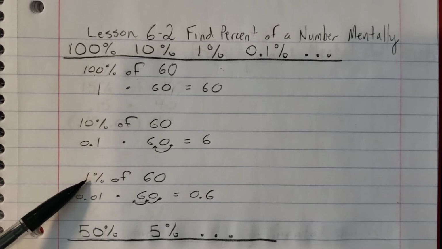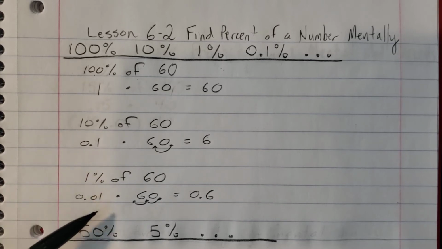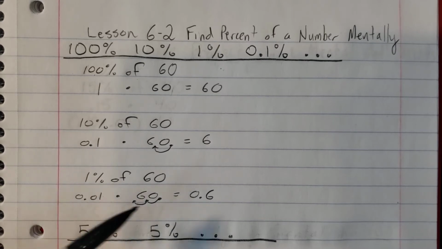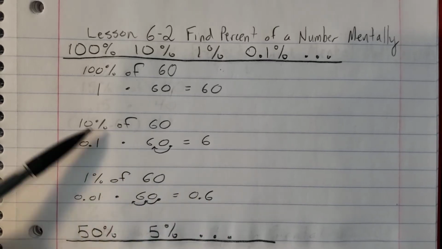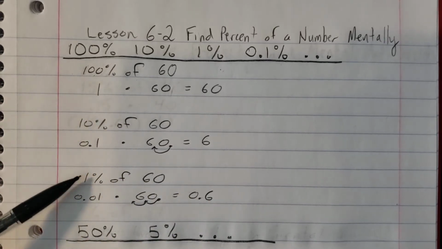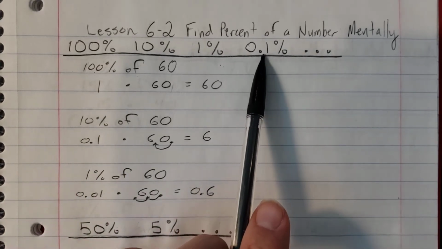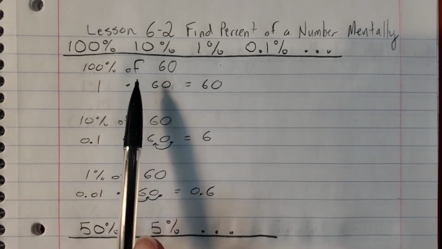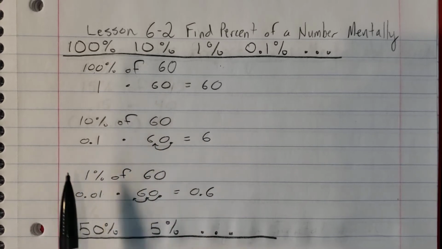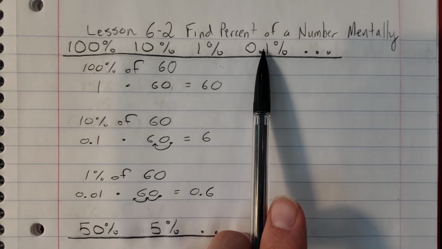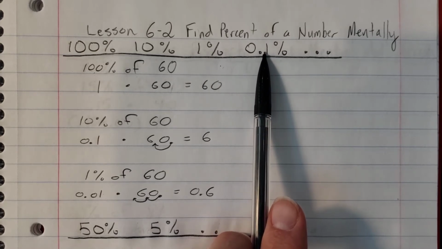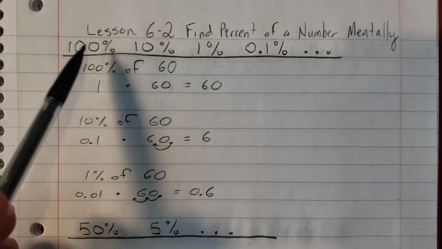Okay, and then 1%, very similar. We're going to multiply 60 by 1, but since there's 2 decimal places, we have to move the answer's decimal place over 2 places, 1, 2, and so we get 0.6. Okay, so those are the 3 main ones. We could also go and talk about 0.1%. So if it was no decimal places, 1 decimal place, 2 decimal places, well, then that would be multiply by 1 and move the decimal over 3 places. Okay, so finding these percents are pretty good.